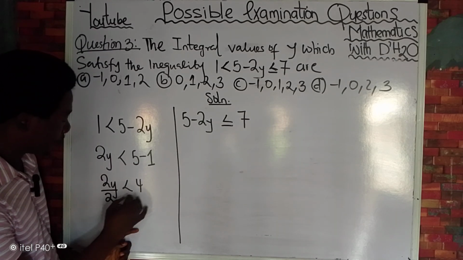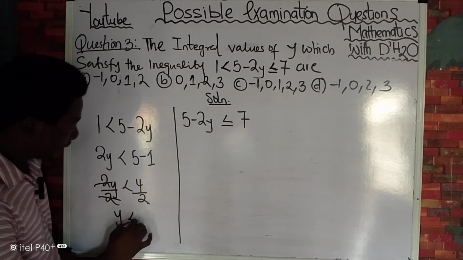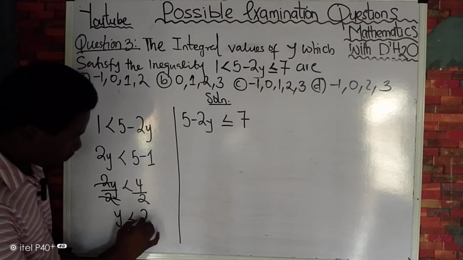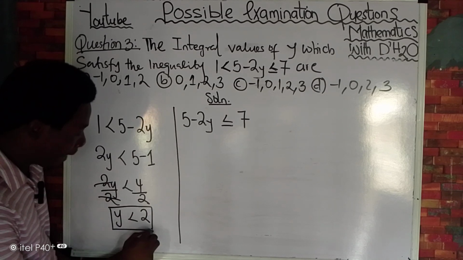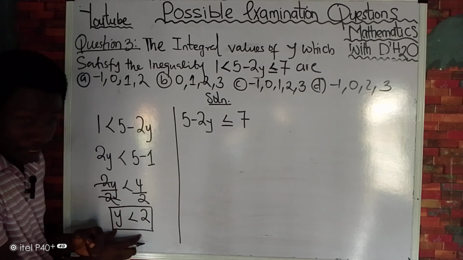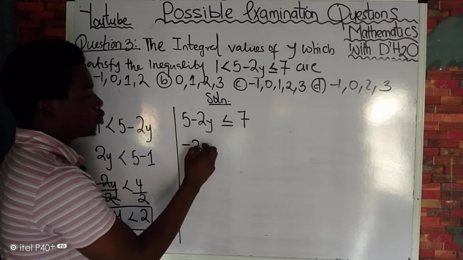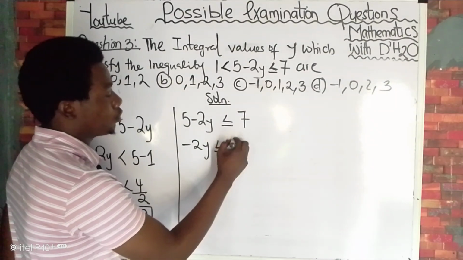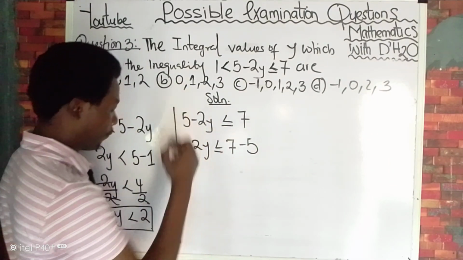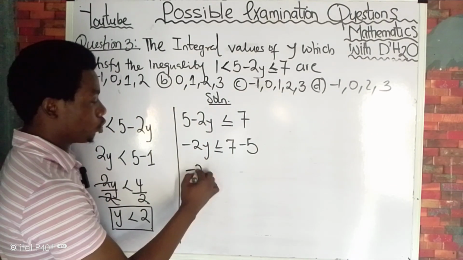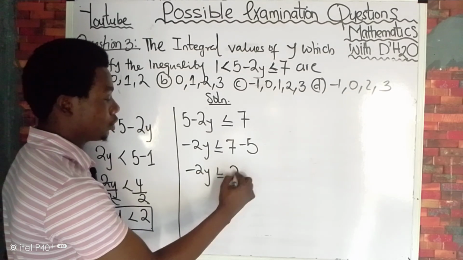So we can divide both sides by 2. This cancels this. Y is less than 4 over 2, which gives us 2. So this is the value of our y from here. Let's do it here now also. Minus 2y less than or equal to 7. If 5 crosses over, it becomes minus 5. So minus 2y less than or equal to 7 minus 5, which is 2.